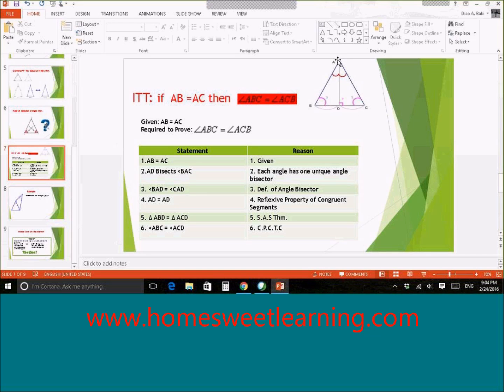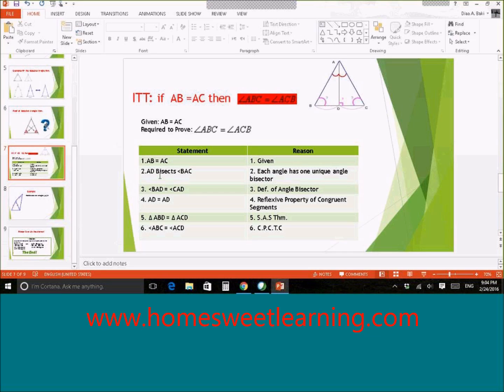Then, as we said, because we plan to split the triangle into two parts, we are going to draw AD. You can say draw bisector AD that bisects angle BAC. I write directly AD bisects BAC. Each angle has one unique angle bisector, of course. This is the reason. What it means it bisects, it means angle BAD is congruent to angle CAD.